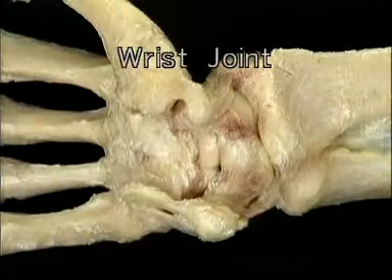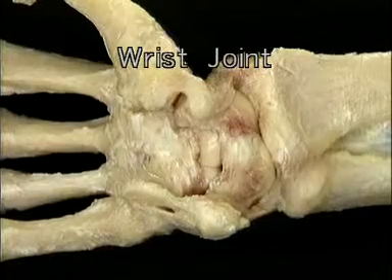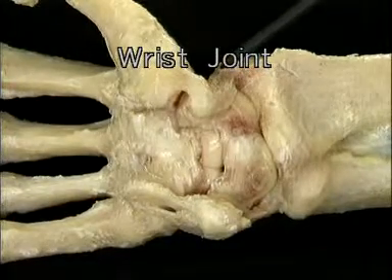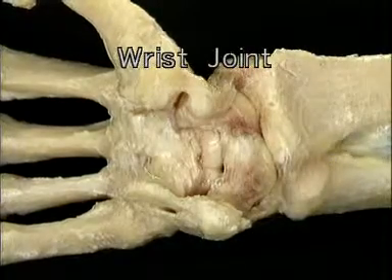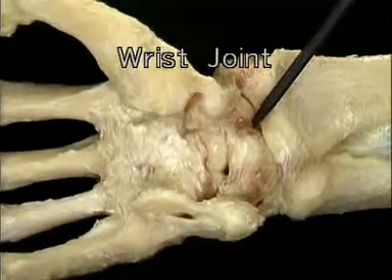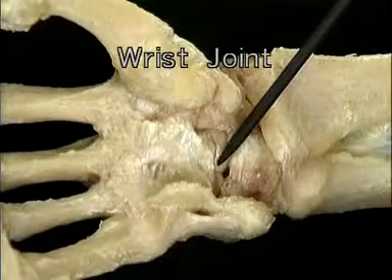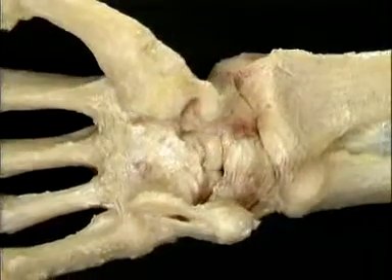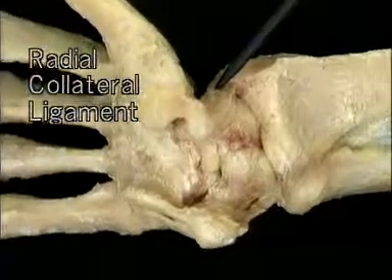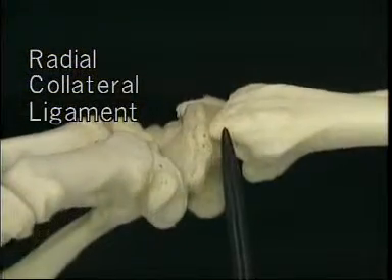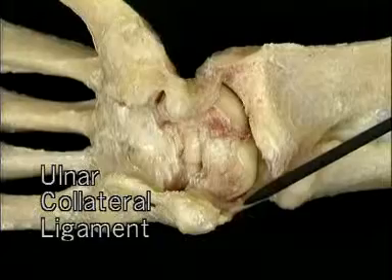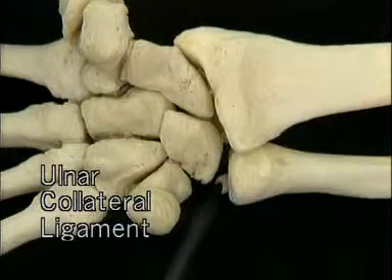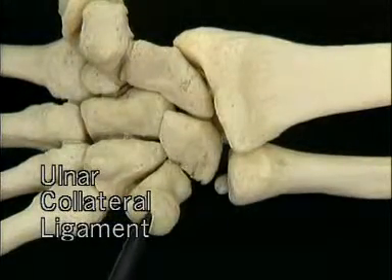Here's the wrist joint, or rather joints, with much of the capsule removed and the two collateral ligaments here and here intact. Here's the radiocarpal joint. Here's the midcarpal joint. The radial collateral ligament goes from the radial styloid to the scaphoid and its neighbor, the trapezium. The ulnar collateral ligament goes from the ulnar styloid to the triquetral and pisiform bones.